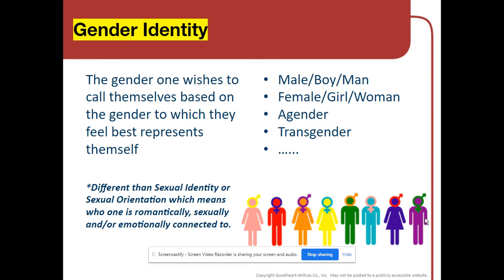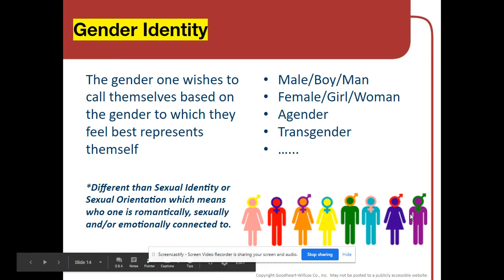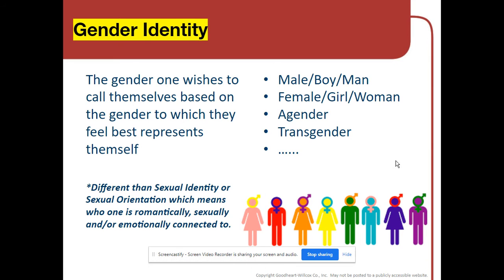So gender identity is basically just what someone wants to call themselves based on what they feel best represents themselves. There's many different names, there's many ways, and this might change over time. This is different than sexual identity or sexual orientation. Those terms have to do with who that person wants to date and who they're attracted to.